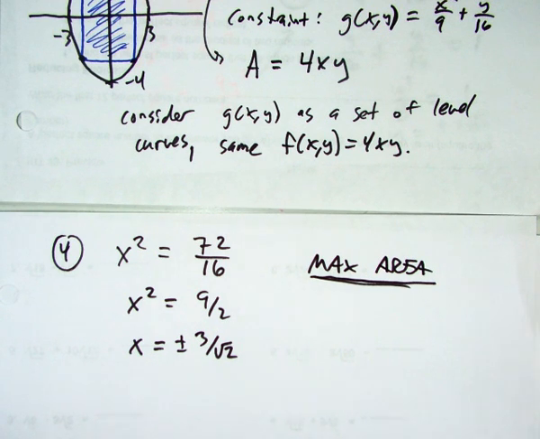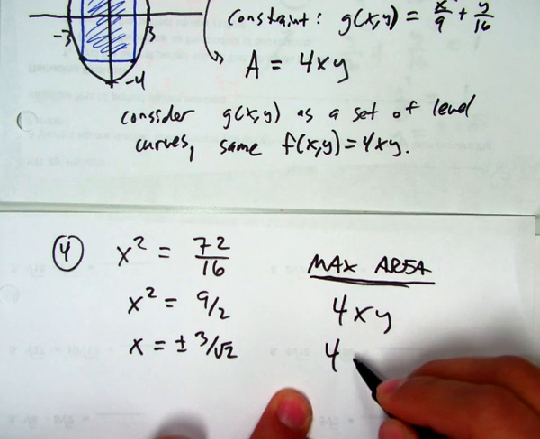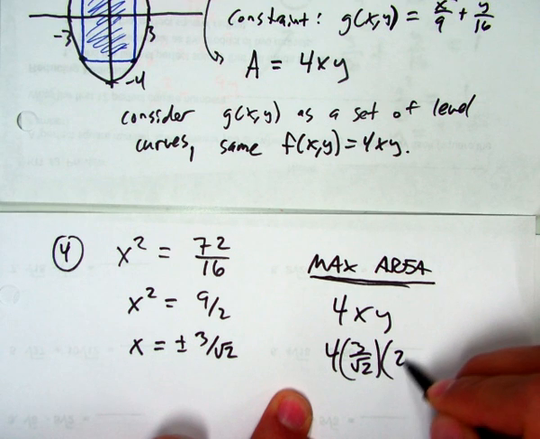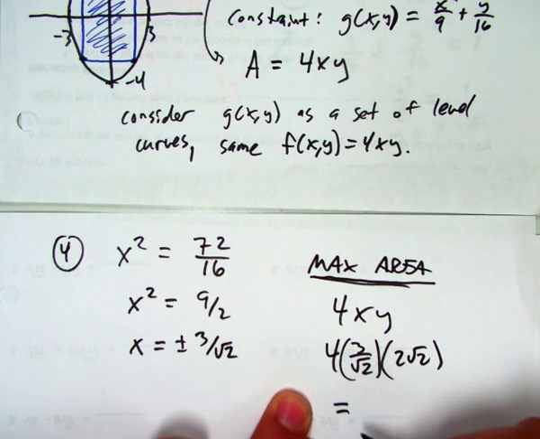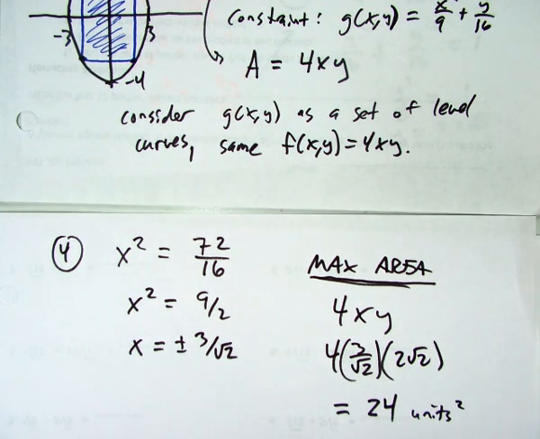Distance. Why? Can't we just plug it in? Because we know the area has to be 4 times x times y. So the area would be 4 times 3 over root 2, and then y was 2 root 2. So the max area here is 24 units squared. Okay. Any questions on that example?